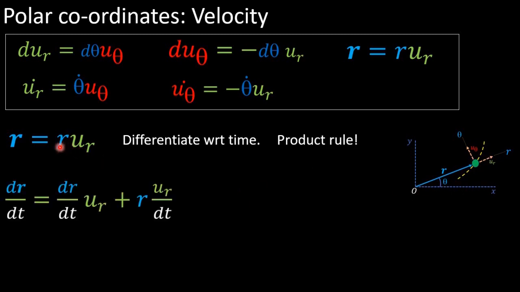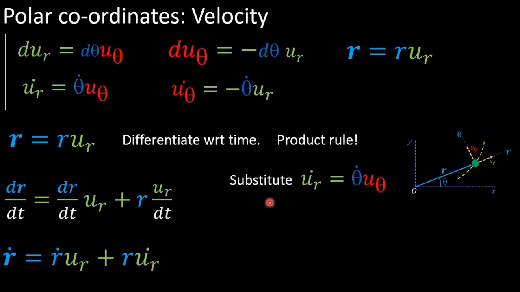So to differentiate this with respect to time, we differentiate r and leave u sub r alone, and then we leave r alone and differentiate u sub r with respect to time to get this here. So that's just the product rule. And then I can rewrite that like this. Okay, so r dot equals r dot times u sub r plus r times u sub r dot. And then I can substitute u sub r dot into here to get this. Okay, so u sub r dot was this expression here. So all I did was substitute that into there to get this.